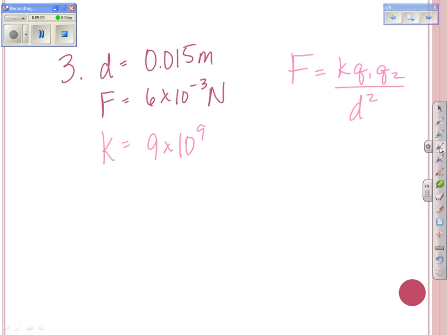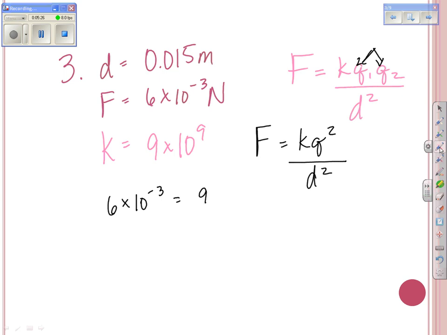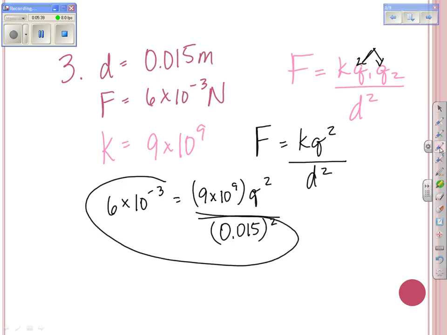The issue here, though, is Q1 and Q2 are going to be the same. So we could recombine this to be F equals KQ squared divided by D squared. To solve this problem, we'll need to take our force, which is 6 times 10 to the negative 3, equals our 9 times 10 to the ninth Q squared divided by 0.015 squared. Problem with this unit is that you guys are going to lose those squared.